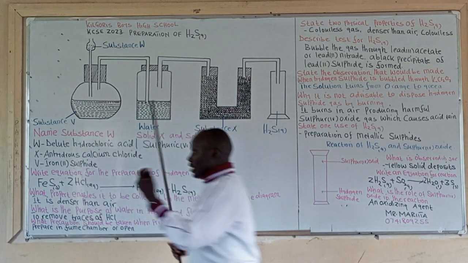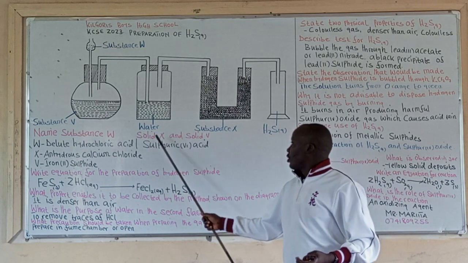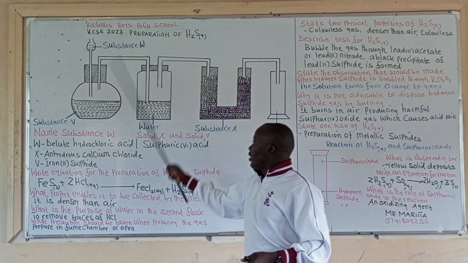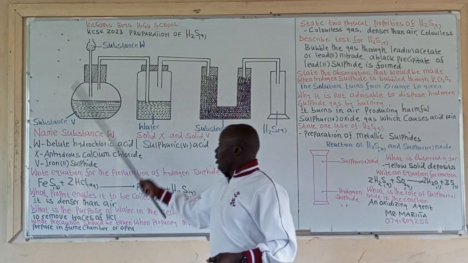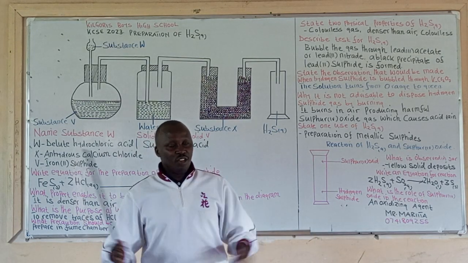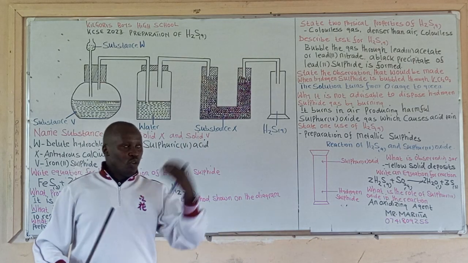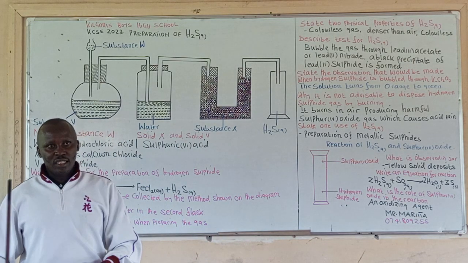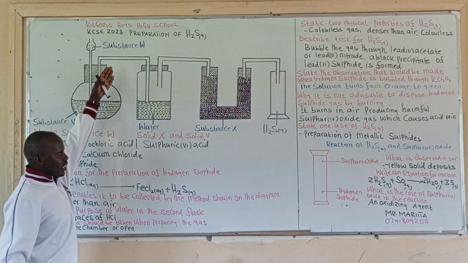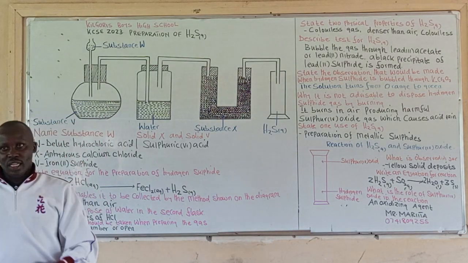So we are supposed to name substance W, solid X, and solid Y. If we start with substance W and Y, they are normally the reagents used for the preparation of this hydrogen sulfide gas. And what are the commonly used reagents? We talk of the dilute hydrochloric acid or the dilute sulfuric acid. Such that you can have this substance W as either the dilute hydrochloric acid or the dilute sulfuric acid in this case.